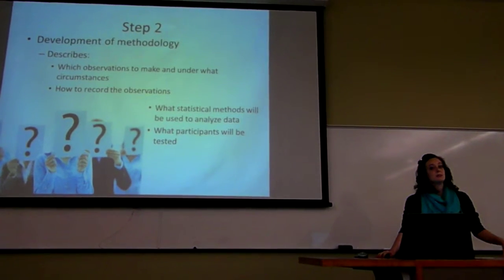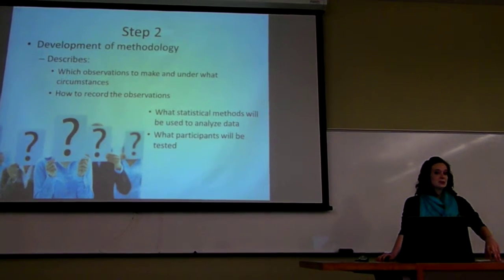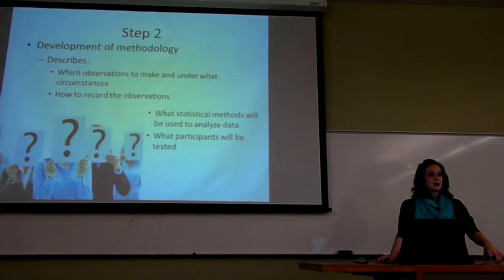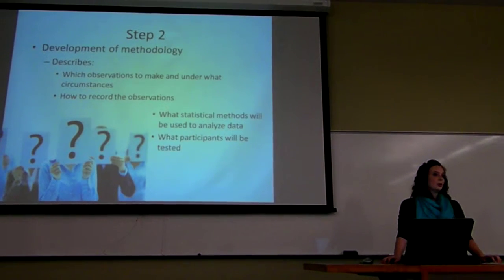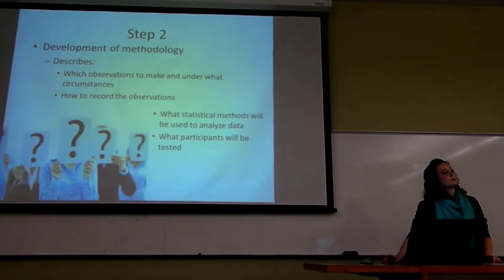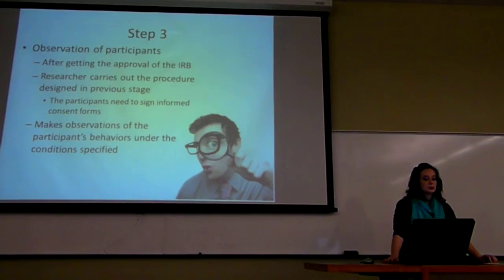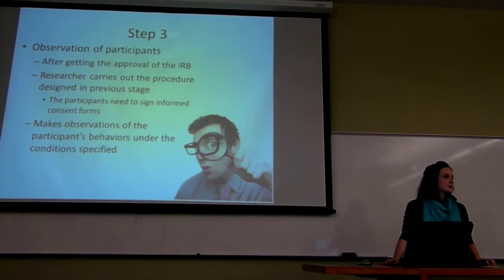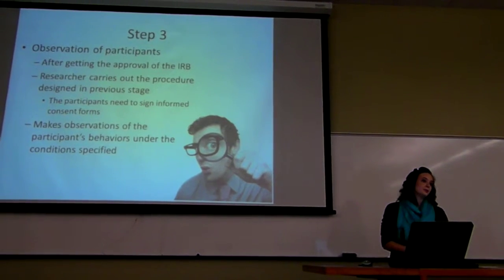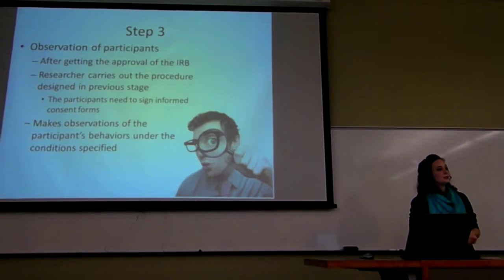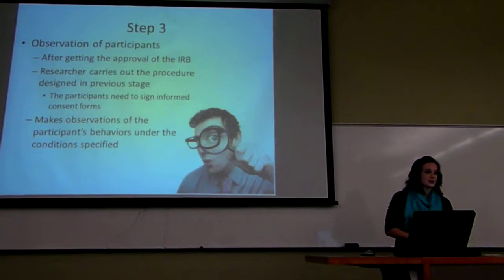The last item is really important because you need to decide if these participants are going to be selected on a random selection, or if you're just going to go to a specific group of people and choose people from that group. The third step is the actual observation of this. Before you actually start the procedure, you're going to have to go through the IRB, which is the Institutional Review Board, and you will have to get their approval to make sure that everything is humane.